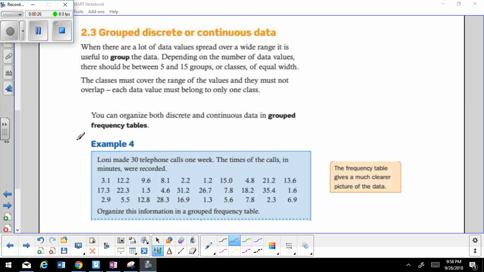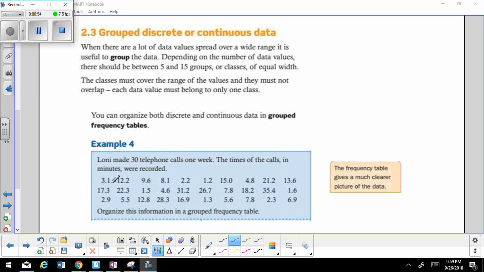So this means that she was on a phone call for 3.1 minutes, 12.2 minutes, 9.6, as little as 1.2 minutes, all the way up to 28.3. That looks like the longest amount of time she spent on the phone. So we want to break these into groups so that we can look at things that make sense.